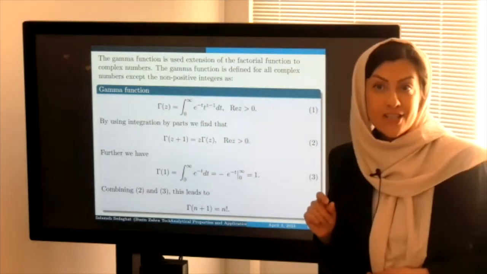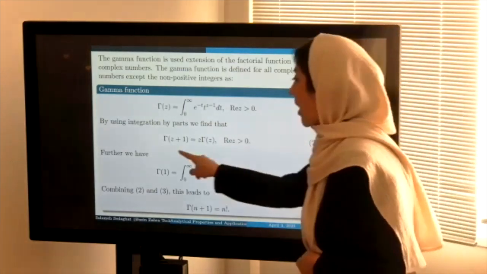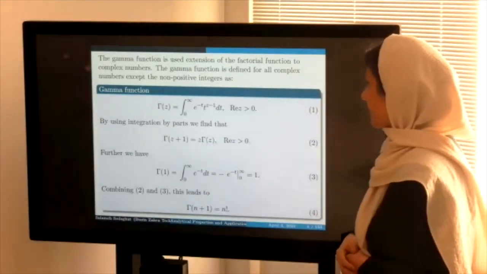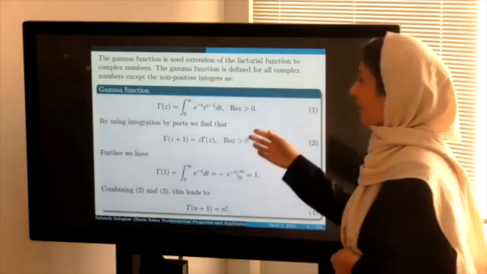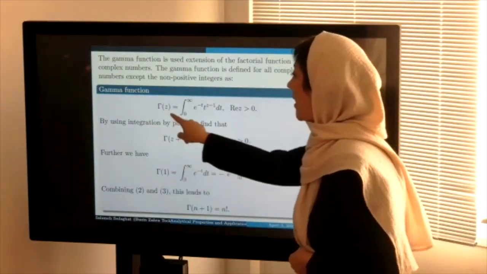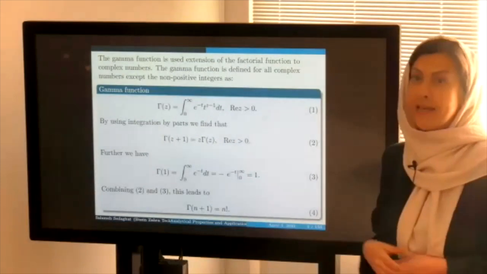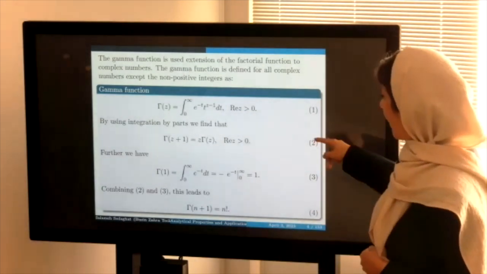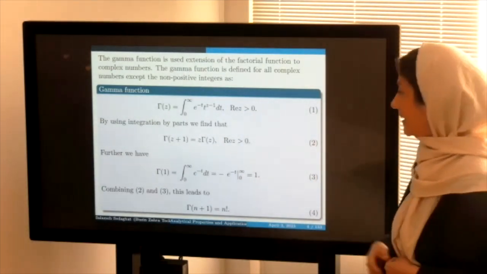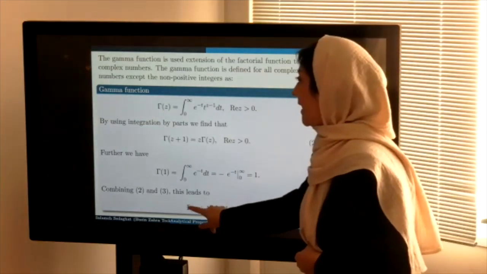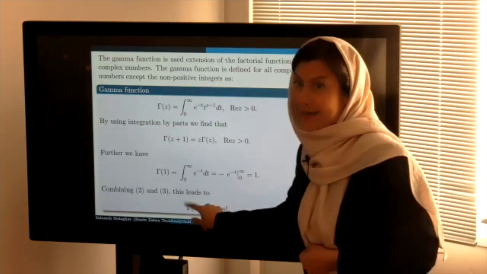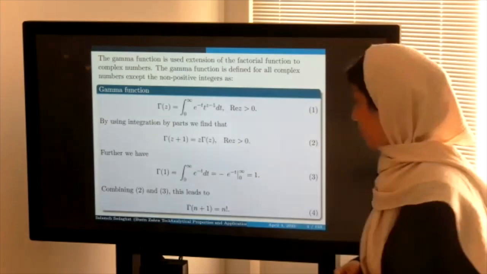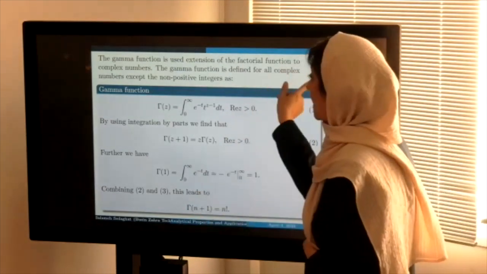By using integration by parts, we can find that gamma of z plus 1 equals z times gamma of z. And also, it is simple to find gamma of 1. Gamma of 1 is the integral from 0 to infinity of e to the minus t dt, and it can be obtained as 1. Combining equation 2 and equation 3, we find that for non-negative integers, gamma of n plus 1 is equal to n factorial. So here we don't have complex numbers.